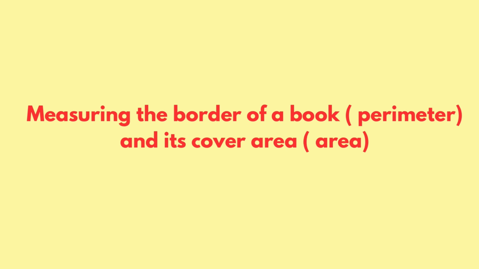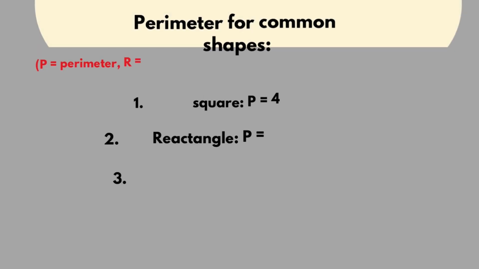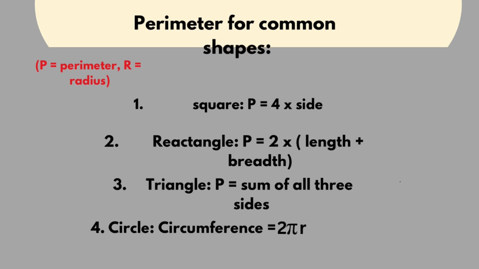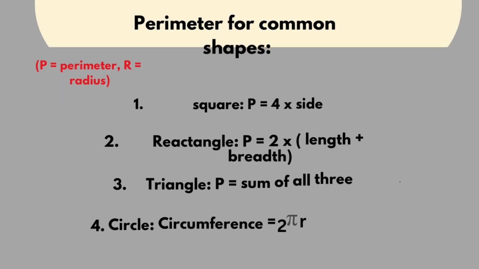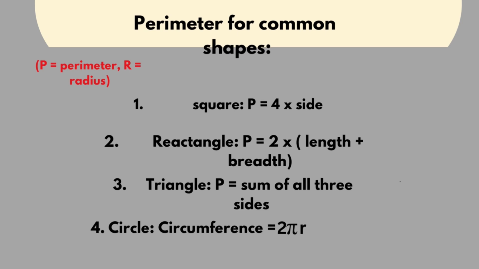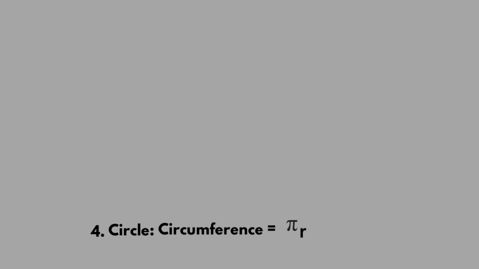A square has four sides, so the perimeter of a square is 4 multiplied by the side. Rectangle perimeter, what would it be? 2 multiplied by length plus width, or breadth. Triangle perimeter is the sum of all the 3 sides. A circle's perimeter is its circumference, which gives us 2 pi r. R is the radius. Let's understand with a few examples here.